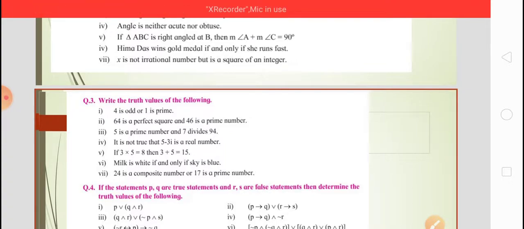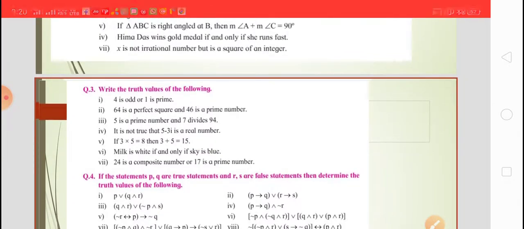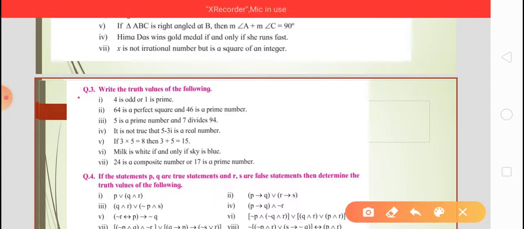First, conjunction. How do we remember that truth table in one sentence? Yes, if both the statements are true, then the conjunction of those two statements is also true. In one sentence: T T T, otherwise false, and like that for all the logical connectives. Let us discuss the first question. 4 is odd or 1 is prime.